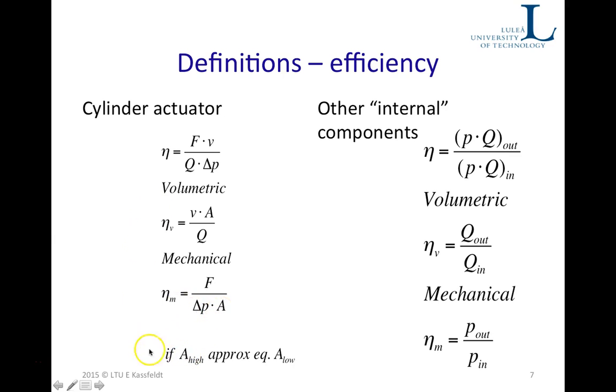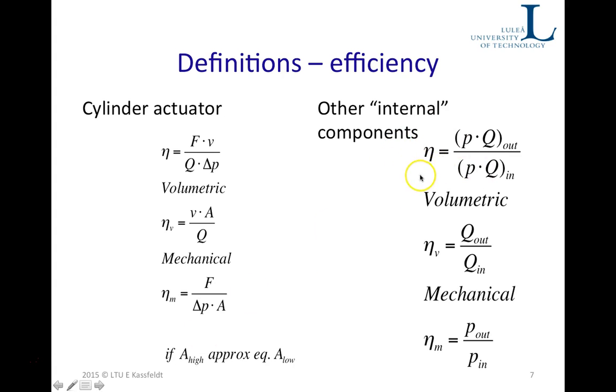And this is valid if you have approximately the same areas on the low pressure side and the high pressure side of the cylinder. Otherwise you have to make the expression with P1A1 minus P0A0. You have to make it clear what's on the high pressure side and what's on the low pressure side. You have to take pressure times the correct area.